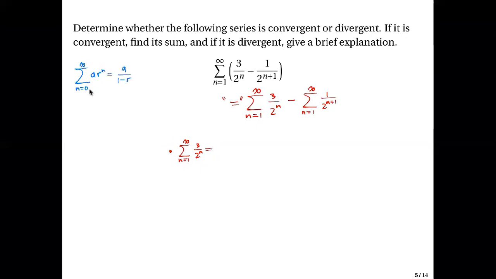So we need to adjust. The index must start at 0, or the power of your common ratio must start at 0. But the power of the common ratio here starts at 1. So we have to rewrite this series as the sum from n equals 1 up to plus infinity of 3 over 2 times 1 over 2 to the n minus 1.